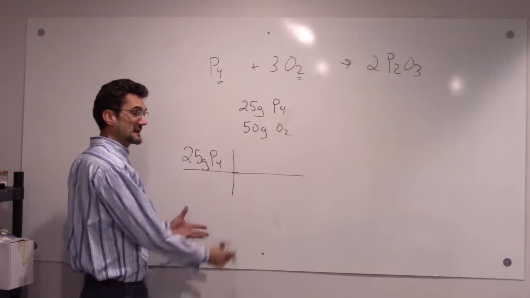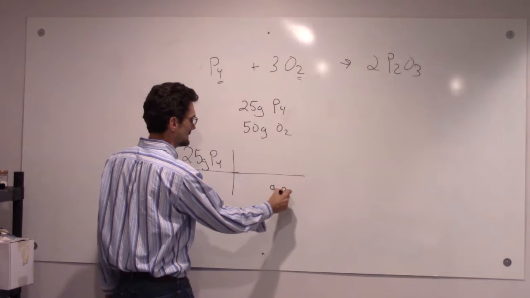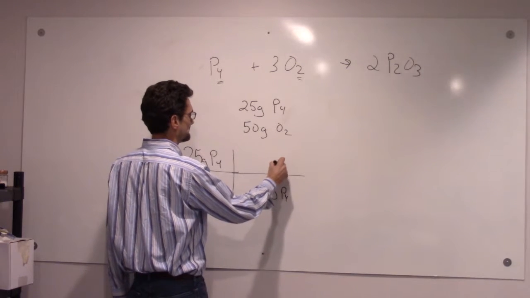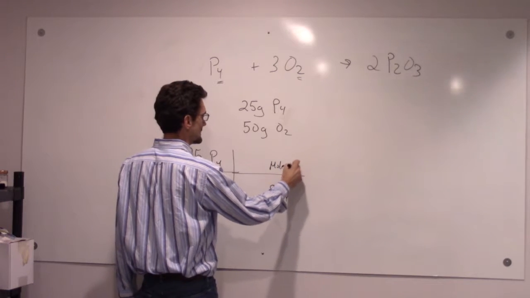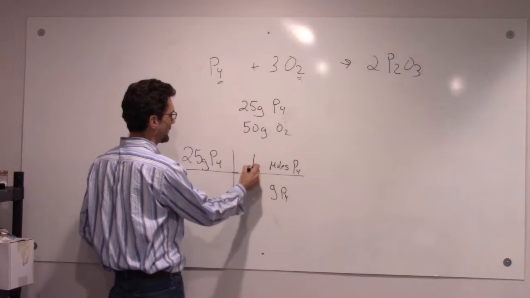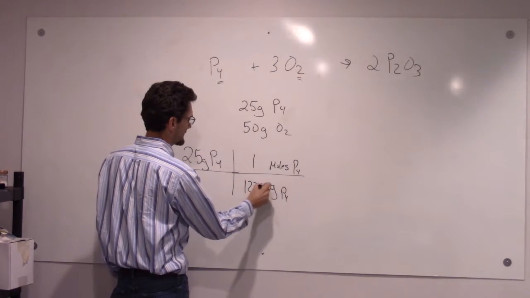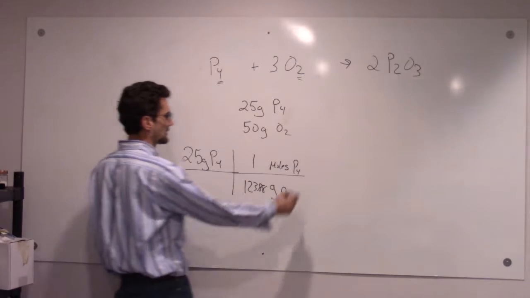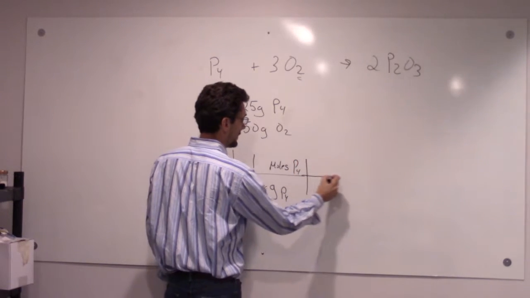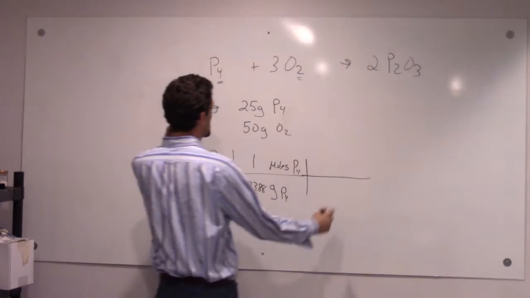How many grams? So what's our next step? Grams to moles, right? We're gonna go grams of P4 to moles of P4. We're gonna convert grams to moles. How many grams of P4 equals 1 mole of P4? 123.88 grams of P4 equals 1 mole of P4. Now, we have it in moles, so once we have it in moles, we can do our mole-to-mole ratio. 1 mole of P4 equals 2 moles of P2O3.